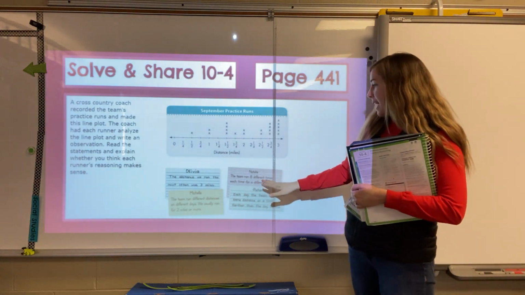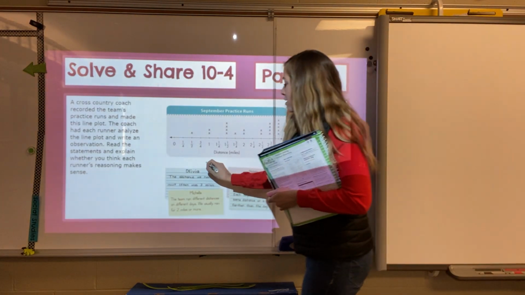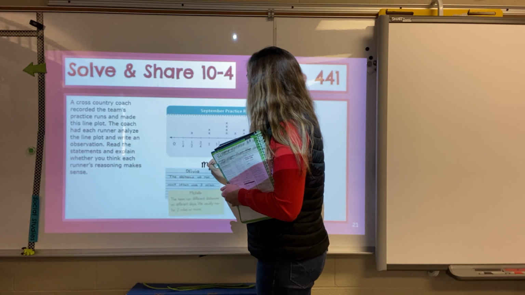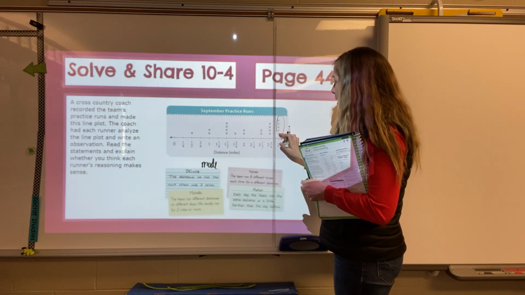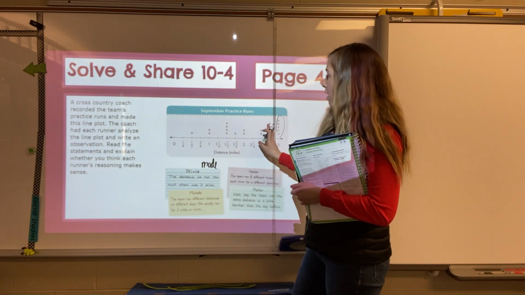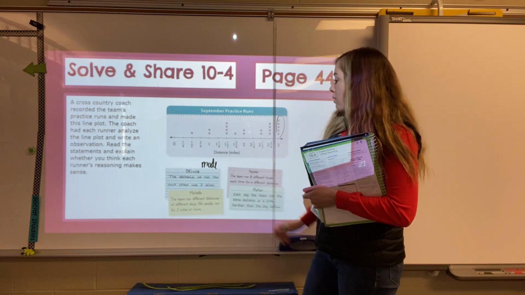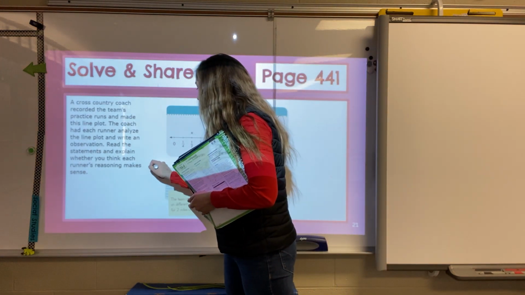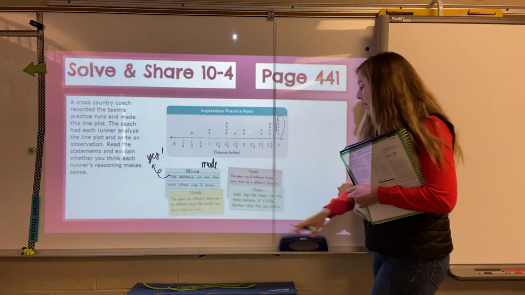Okay, let's just go ahead and go over Olivia, and I'll pause each time. The distance we ran the most often, remember that's our mode, was 3 miles. If you come here and look at your 3 miles, we've got 1, 2, 3, 4, 5, and there's not 5 on any of the other distances that they're running in miles. So is she correct? Yes. That's the mode, right?